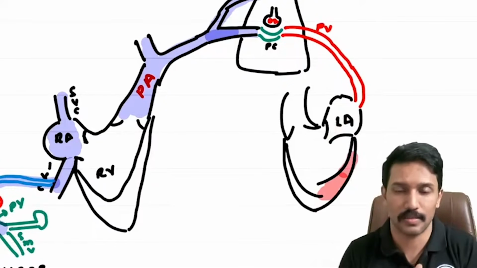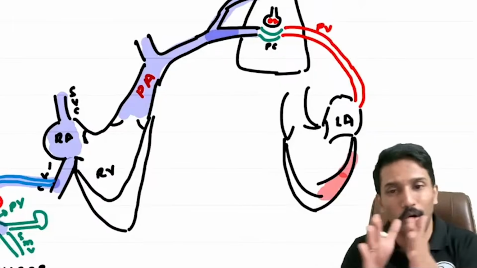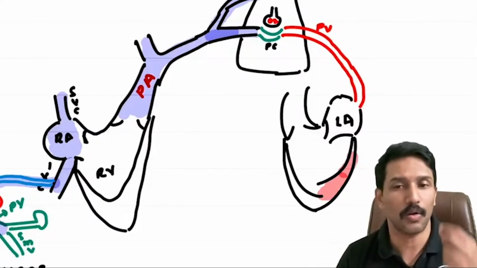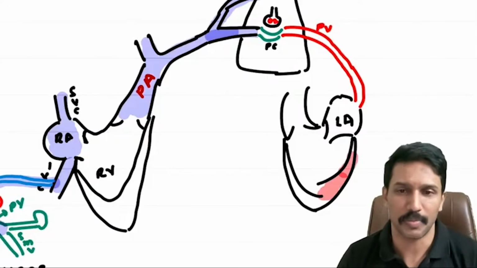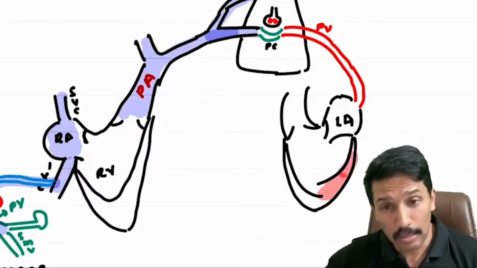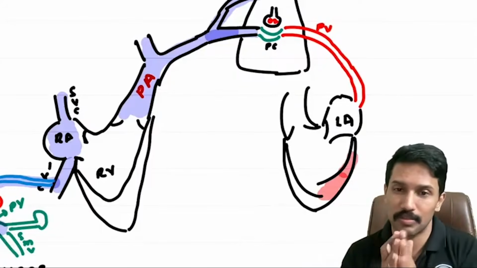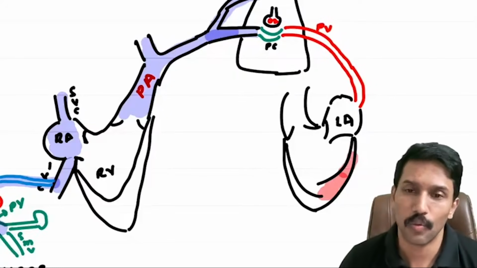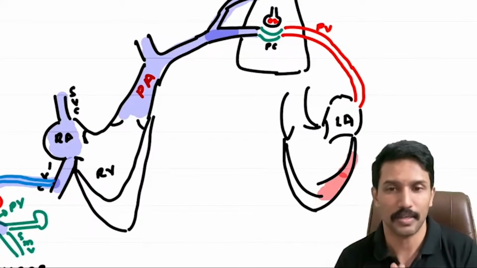When heart rate increases, either I have to cut short the duration of systole or diastole. Let us say I am having 60 cardiac cycles in each minute, 60 times it is contracting per minute. In that case, I have 1 second available for each cycle. But now I have increased the heart rate to 120, so I have only half a second available for each cardiac cycle.